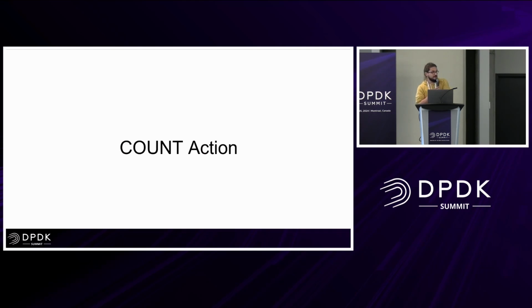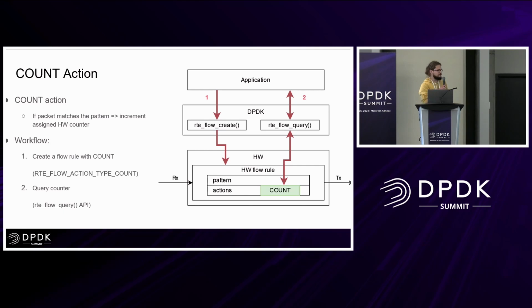First one would be the count action. This is possibly one of the earliest Flow API actions available. So how does it work? We can specify the count action directly in the flow rule in the actions array. So after we call rte_flow_create, in the hardware there will now be a flow rule with a pattern and actions, one of which will be count. This represents the object in the hardware which counts packets matching that rule. Later, the application can query the value in this counter, the number of packets and number of bytes processed by this flow rule, using the rte_flow_query API.